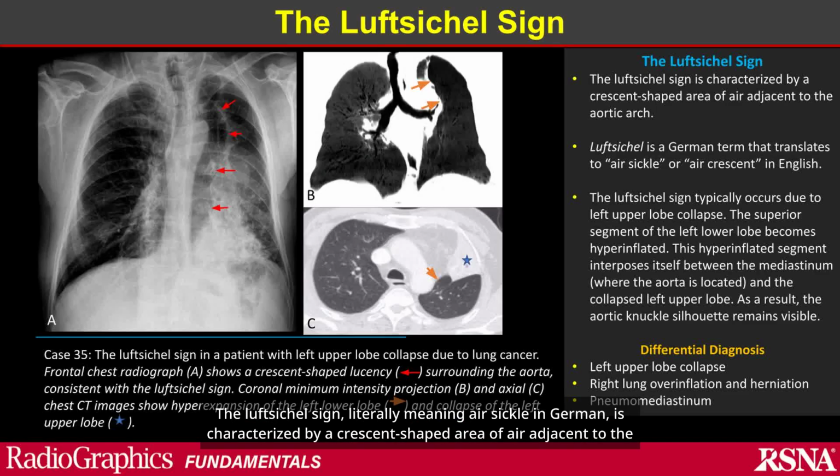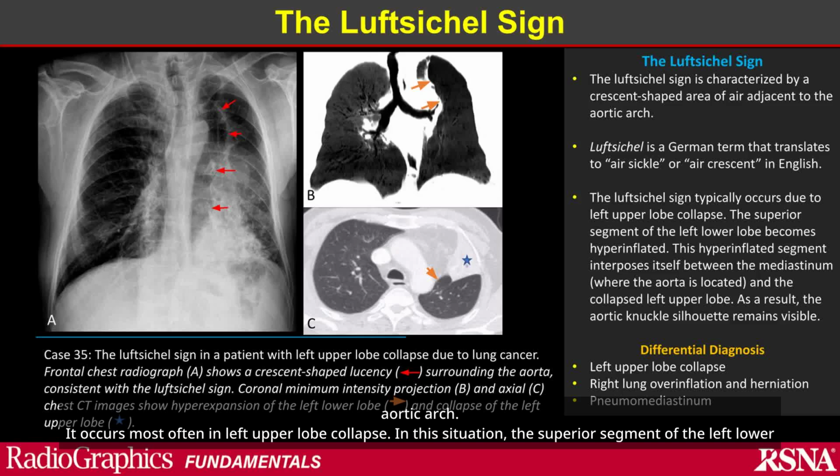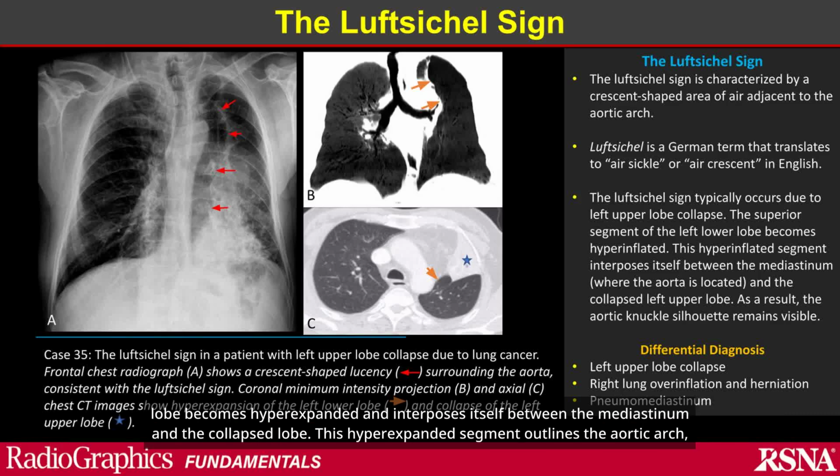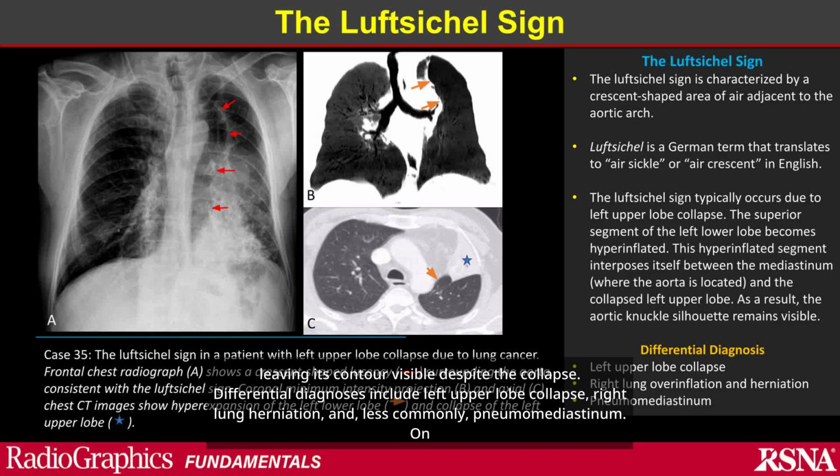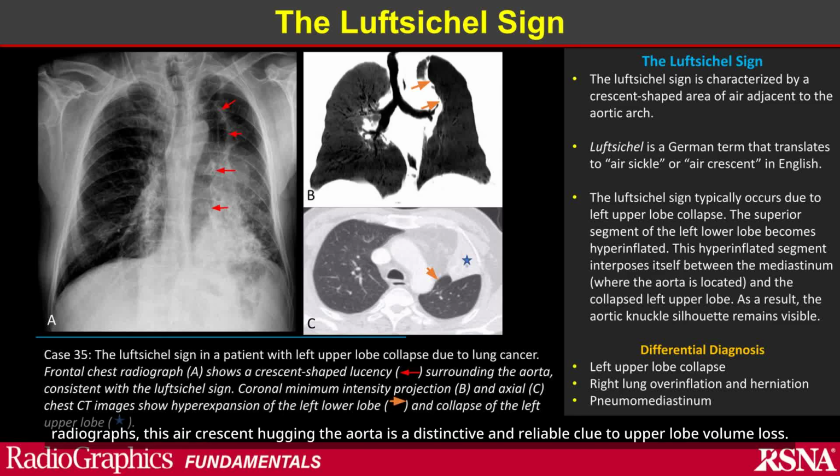The Luftsickle sign, literally meaning air sickle in German, is characterized by a crescent-shaped area of air adjacent to the aortic arch. It occurs most often in left upper lobe collapse. In this situation, the superior segment of the left lower lobe becomes hyperexpanded and interposes itself between the mediastinum and the collapsed lobe. This hyperexpanded segment outlines the aortic arch, leaving its contour visible despite the collapse. Differential diagnoses include left upper lobe collapse, right lung herniation, and, less commonly, pneumomediastinum. On radiographs, this air crescent hugging the aorta is a distinctive and reliable clue to upper lobe volume loss.